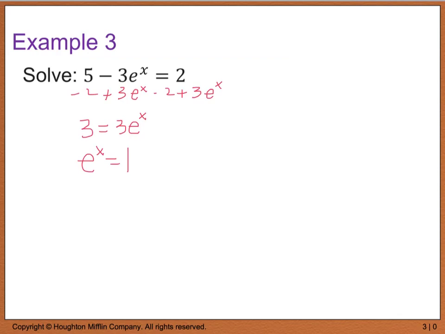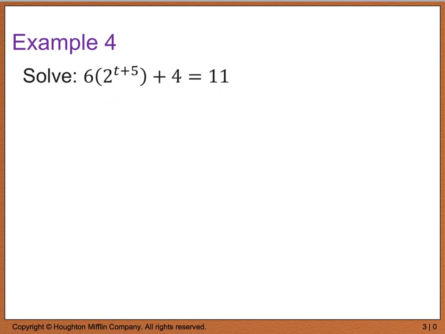And in order to get rid of that e, I know that I can take the natural log of both sides. So the natural log of e is going to cancel, and we'll be left with x equals the natural log of 1. And the natural log of 1 really is 0, so x equals 0.